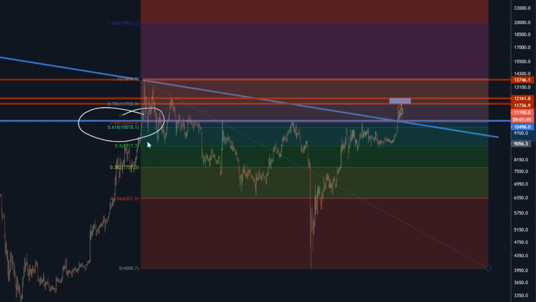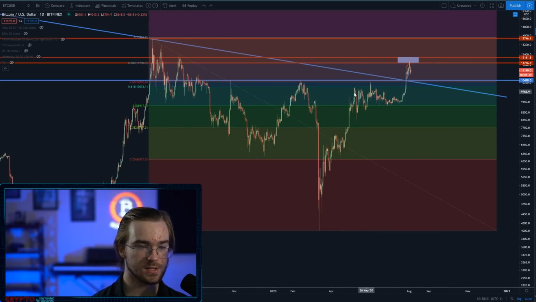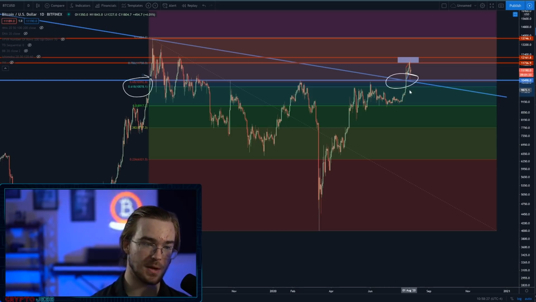In fact, our golden pocket is sitting at $10,000. So it wouldn't make a lot of sense for Bitcoin to fall below the golden pocket since we've already rallied above it. We talked about this a couple weeks ago, about how it was going to be hard for Bitcoin to get above 10.5 because of the golden pocket here. But if we did manage to do that, Bitcoin was going to have some very strong foundational support.